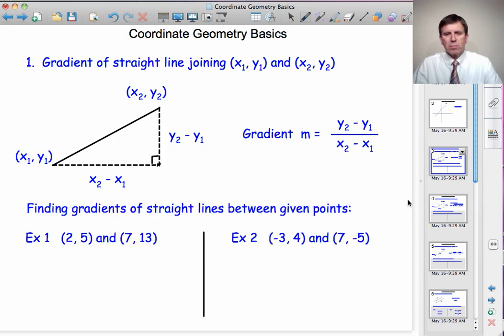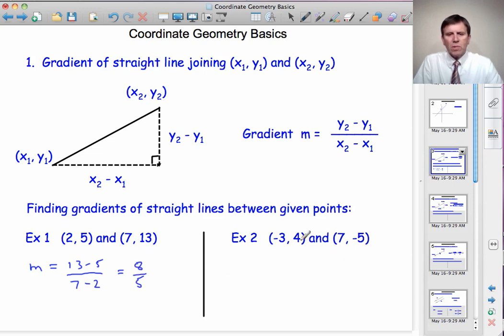Let's have a look at a couple of examples. Finding the gradients of straight lines between given points. First example. Find the gradient of a line between 2, 5 and 7, 13. Well, what we'll do here is we'll treat this one as our x1, y1 and this one as x2, y2. So the gradient m is given by y2 minus y1, 13 minus 5, divided by x2 minus x1, 7 minus 2. 13 minus 5 is 8, 7 minus 2 is 5, so the line has gradient 8 over 5, 8 fifths. And we give it as an improper fraction. We don't want to be saying 1 and 3/5. Perhaps we could say 1.6, but normally we would leave it as an improper fraction.